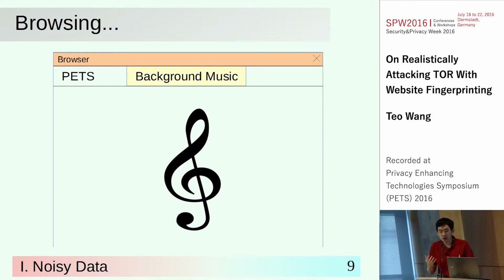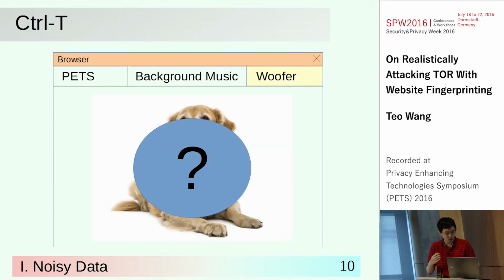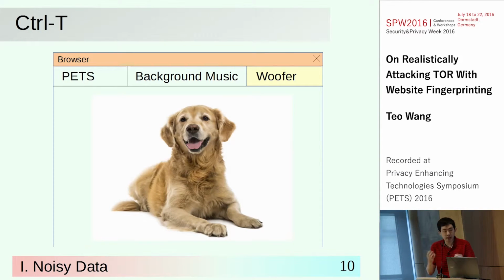All right, so first of all, we're going to talk about noisy data. How do we deal with noisy data in a realistic scenario? By noisy data, I don't mean the classification noisy data, which is just incorrect labels. What I mean is noise, for example, background music that you are loading in one browser. This is baby's first browser version 0.01. You're loading it in one browser, and then you start a new tab, and then you're doing something else. You're looking at dogs now.